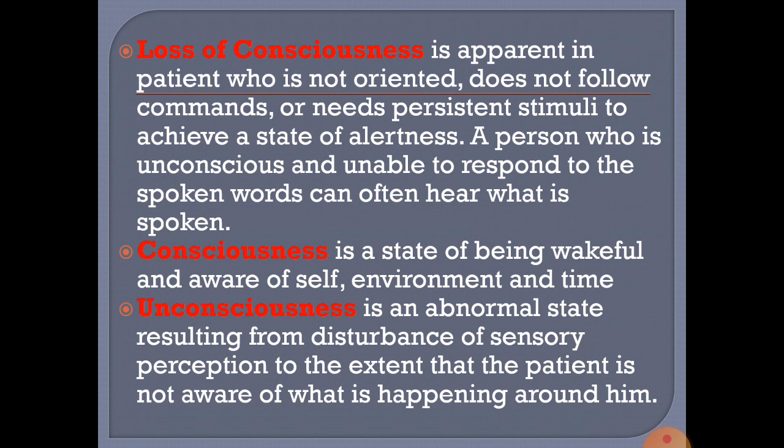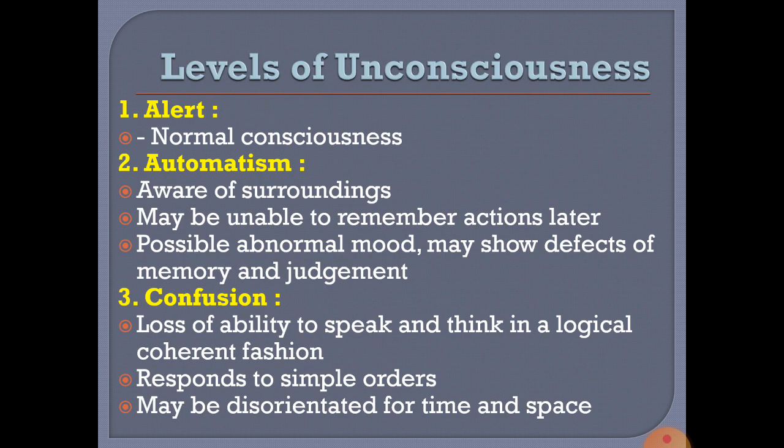Here the patient is in a state of being awake and also aware of self and environment as well as the time. Next is unconsciousness. It is an abnormal state which results from disturbance of sensory perception to the extent that the patient is not aware of what is happening around him. So we'll see some of the levels of unconsciousness.